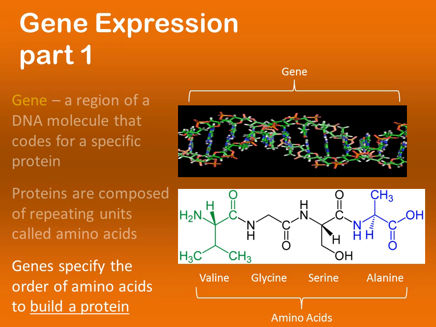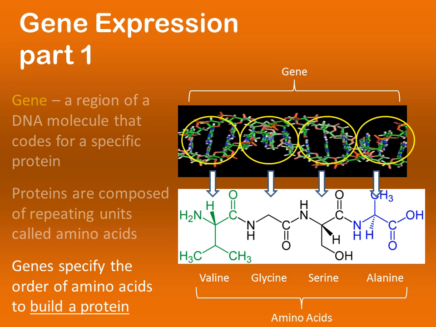Now genes specify the order those amino acids need to be placed in to build the protein, and this is the purpose of our genes, to provide the instructions for the construction of protein. And it does that by specifying the sequence of these amino acids directly by the code, or the sequence of bases, within that gene.